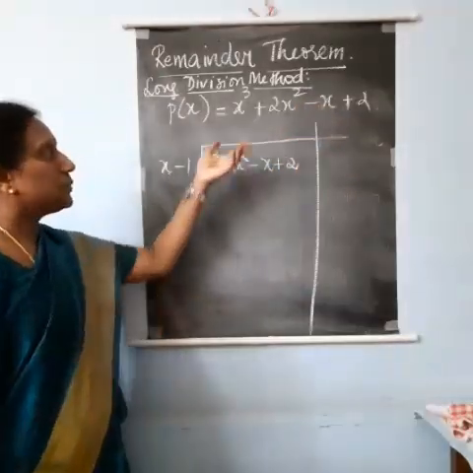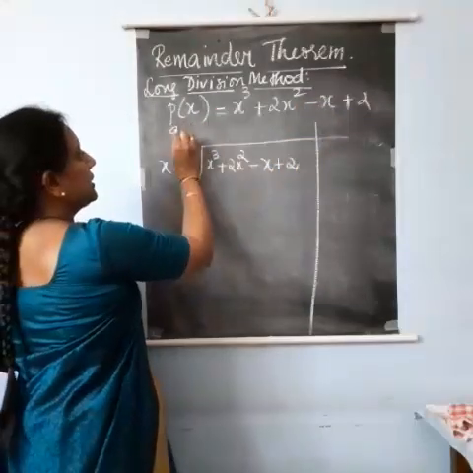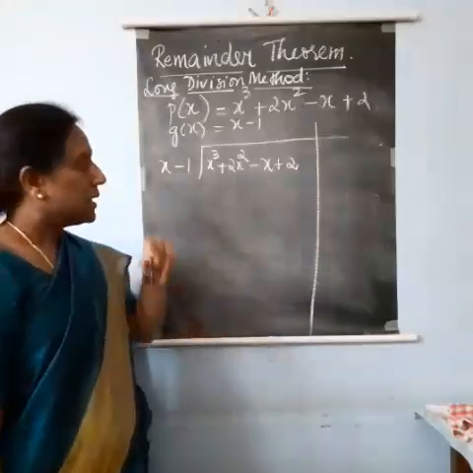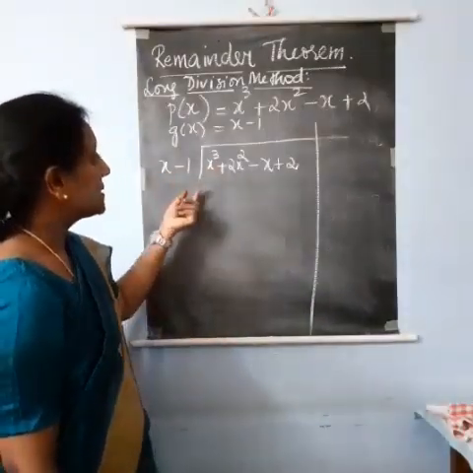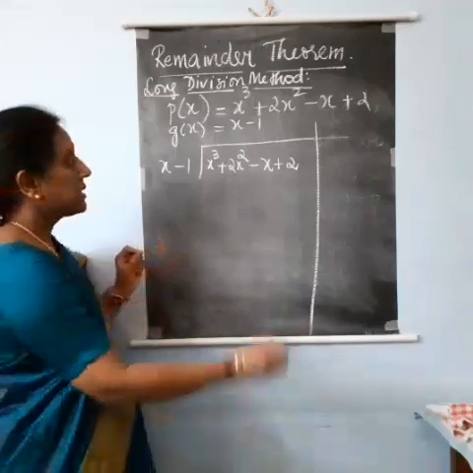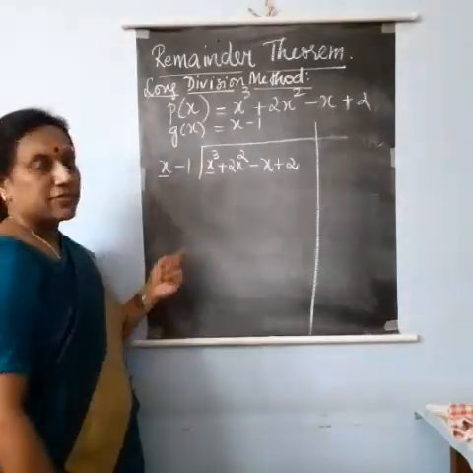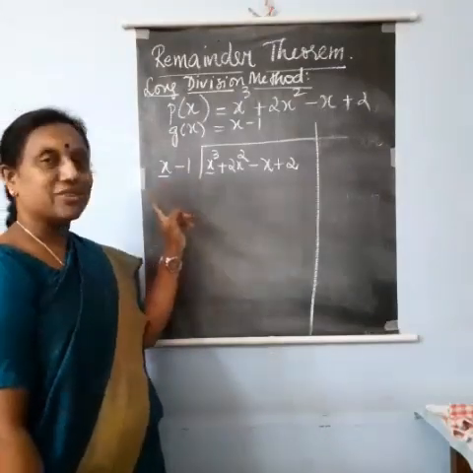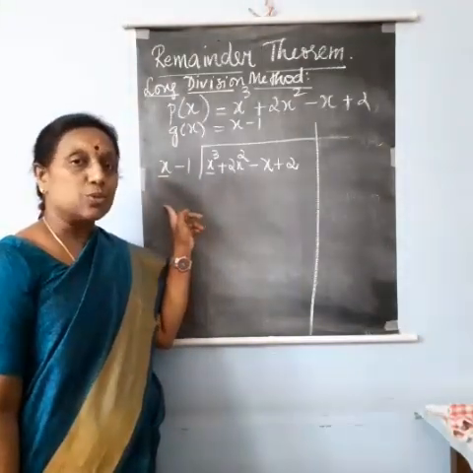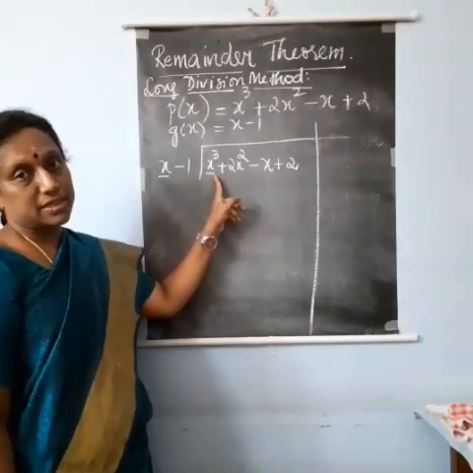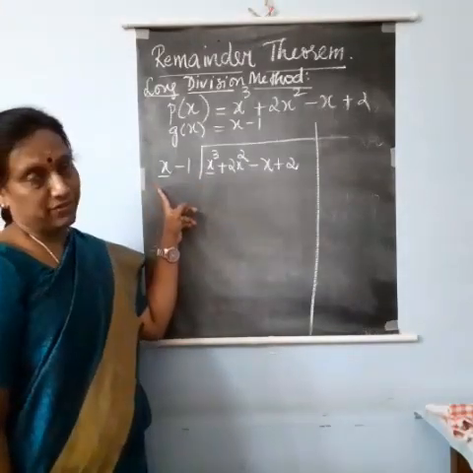Long division method, when a polynomial p of x is divided by another polynomial g of x, which is x minus 1. When we are going to divide, the first step that we have to do is underline the first term of the dividend and the first term of the divisor. So what's the first step? Underline the first term of the dividend and the first term of the divisor.